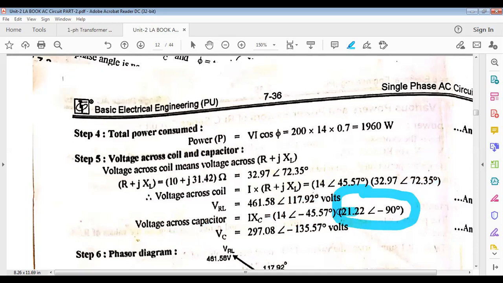And XC we know is 21.22. So multiply magnitude 14 into 21.22. You will get 297 point something. And angle, both are negative, so that's why your resultant sign will be negative. And add them: 135.57 degree. Any difficulty with this sum? No, ma'am. Okay.